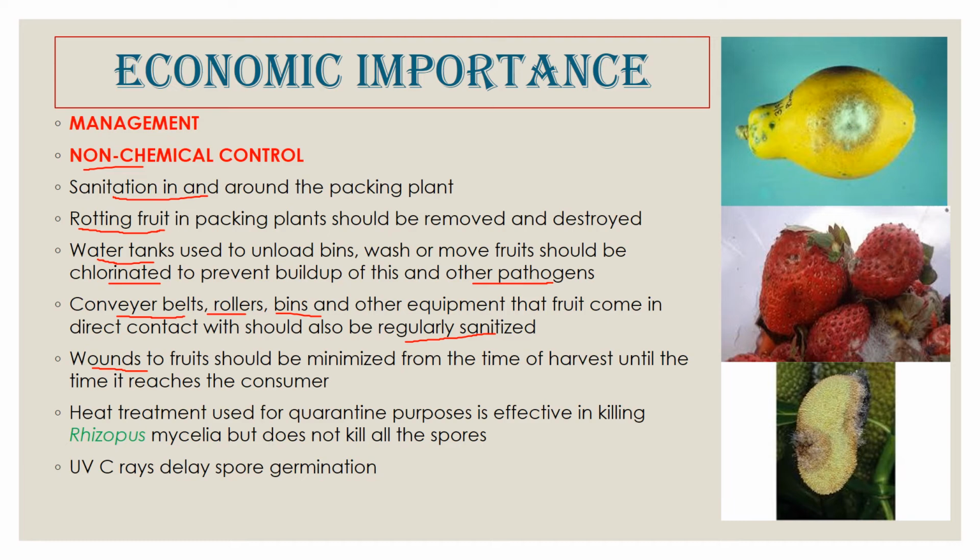And also Rhizopus can be checked by heat treatment, but that is only for the Rhizopus mycelium. The spores are very resistant, so they are not killed. However, to deal with the spores, what we can do is UVC. When the fruits are irradiated with ultraviolet C rays, that will delay the spore germination if any spores are present on the surface of the fruit. So that is UVC.